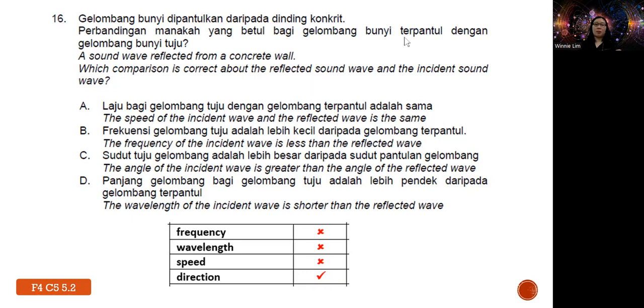So now we look at the options. The speed is the same, correct. Then B, they say the frequency is less, wrong, it's supposed to be the same as well. Then the angle of incidence is more than the angle of reflection, also wrong. By right, they're supposed to be equal, law of reflection. Then the wavelength should be shorter, also wrong. They should be equal. So that's why the answer is A, because they want the correct comparison.